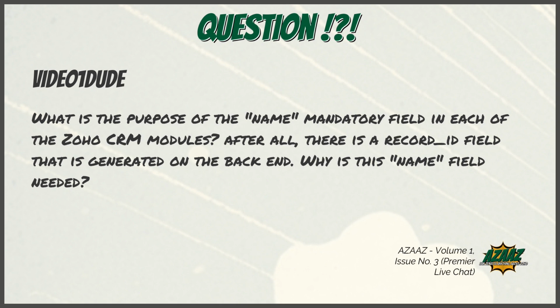Alrighty, next question here from Video Dude. This was asked actually on our last episode of AZAAZ. What is the purpose of the name mandatory field in each of the Zoho CRM modules? After all, there is a record_ID field that is generated on the back end. I see you are a fellow nerd. Why is this name field needed?